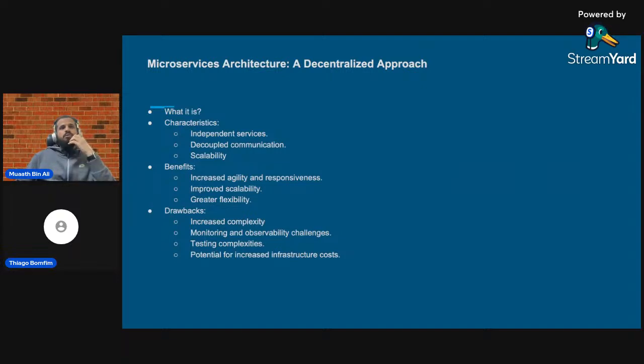Now let's jump into microservices. We've spoken so far.